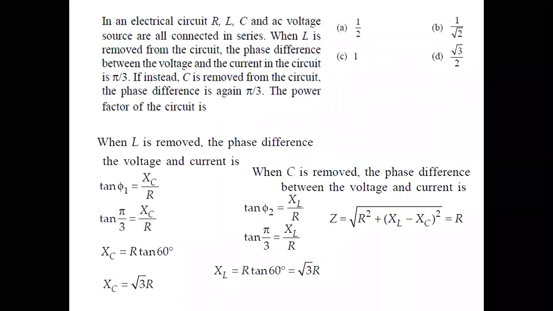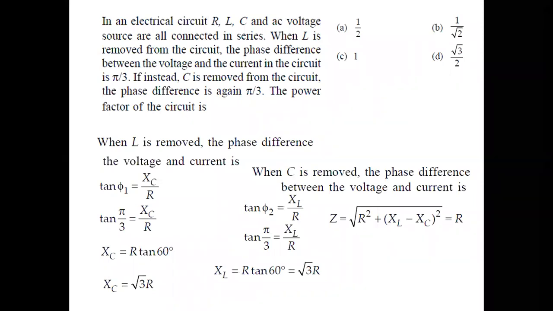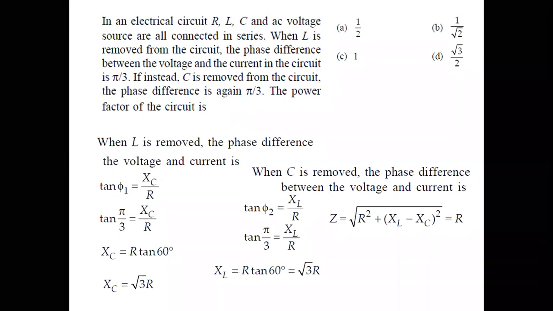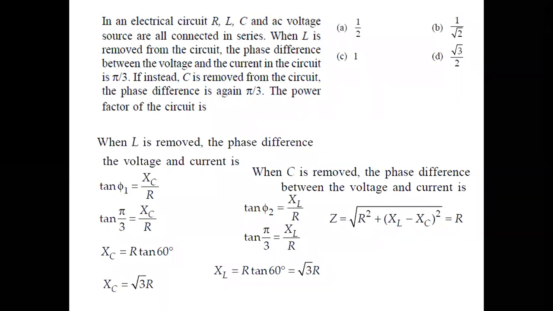The condition in which the opposition offered by the capacitor and the opposition offered by the inductor both become equal, that is root 3 R. When that is the situation, their reactances, XL and XC, will nullify each other's opposition because they are out of phase.